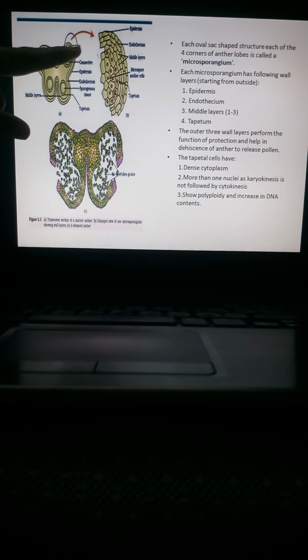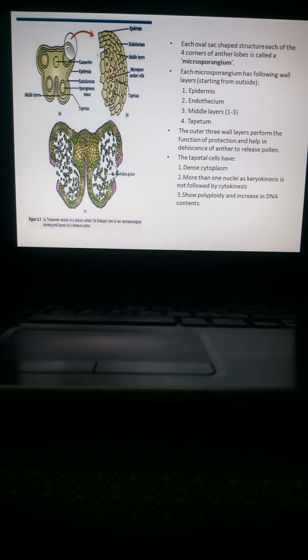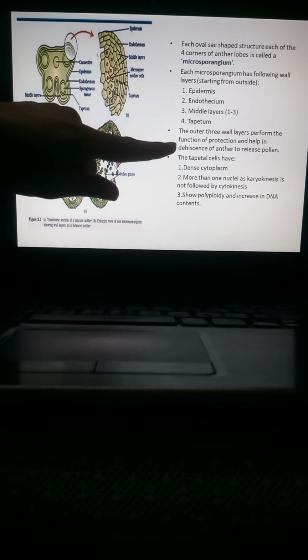The rest of the wall layers perform no significant function other than protection and dehiscence, but the tapetal cells have a special function to perform. The tapetal cells have dense cytoplasm, meaning they are providing nutrition. They have more than one nucleus. How will they have more than one nucleus?